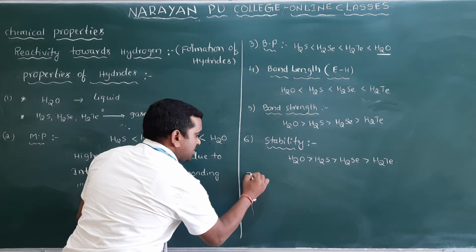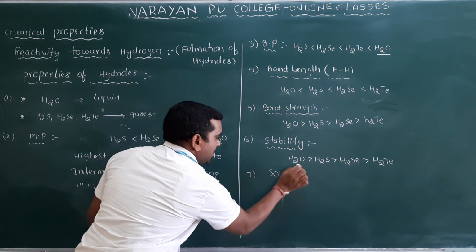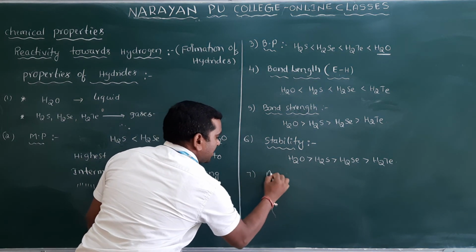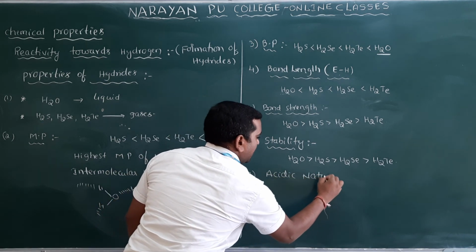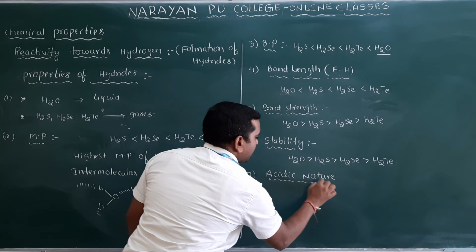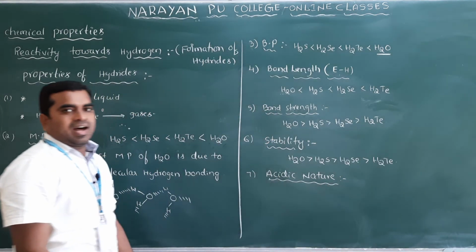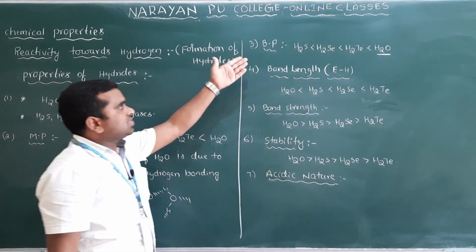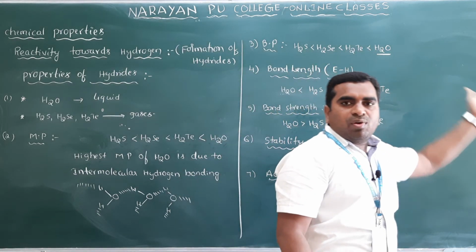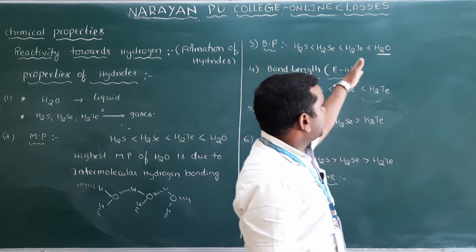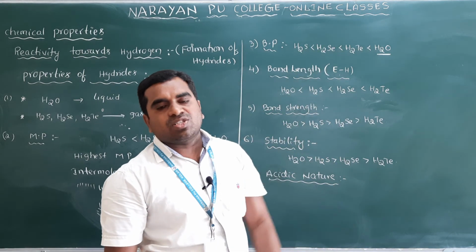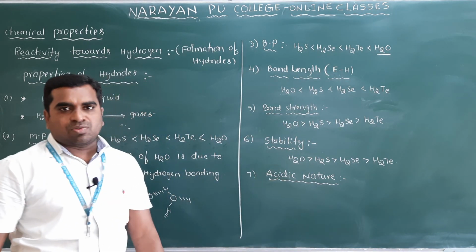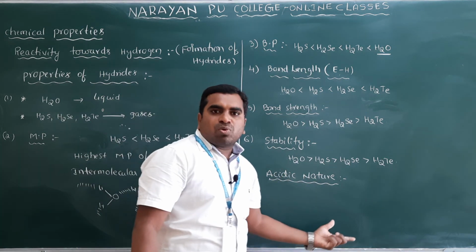And the next one, the seventh one, is acidic nature. What about the acidic nature? You know that most of these oxides are acidic in nature, because all these are non-metals. Non-metal oxides are acidic in nature mainly, and acidic character decreases down the group. Acidic nature, we will say. And what does acidic nature mean?